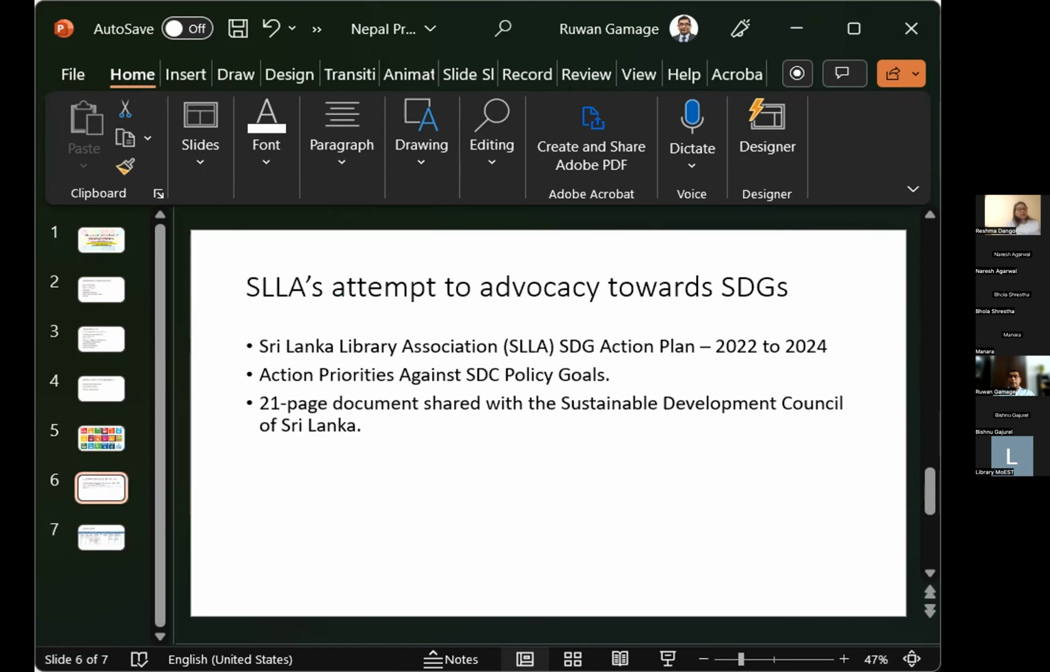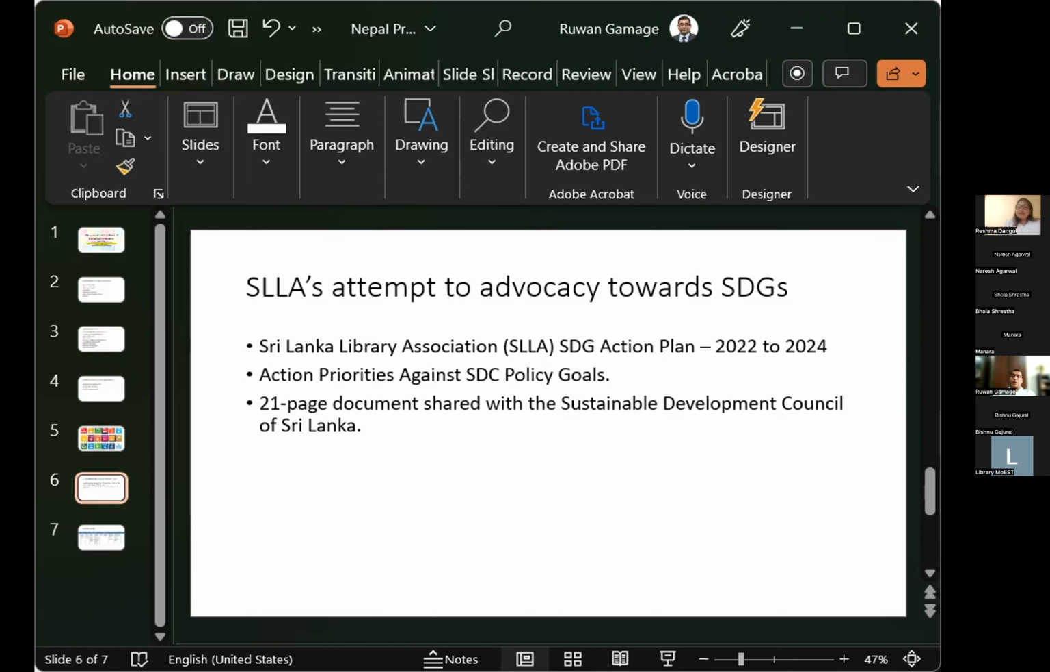Actually, the SLLA has focused on this SDG implementation, working together with the Sri Lanka SDG Council. There's a team working towards that, and especially Dr. Premila Gamage, and also the current president of the Sri Lanka Library Association, Dr. Ananda Tissa, and many others were included in this team. The active participants in the Sri Lanka Library Association, and also all the officers, were included in this team, and I was also a member of this group.